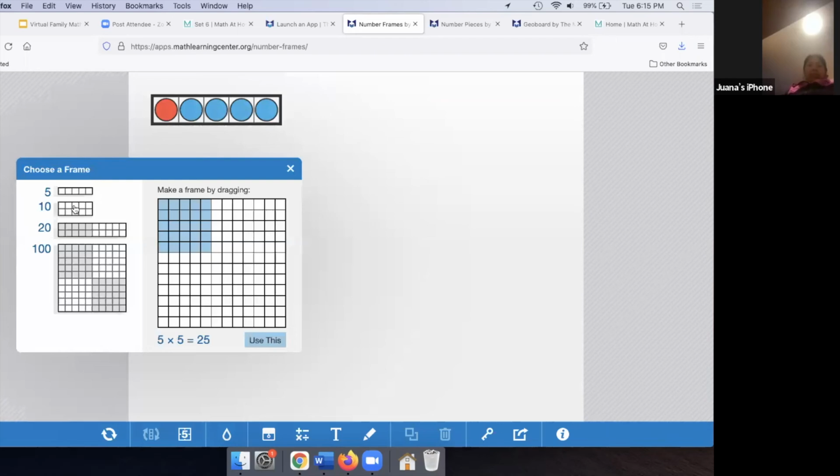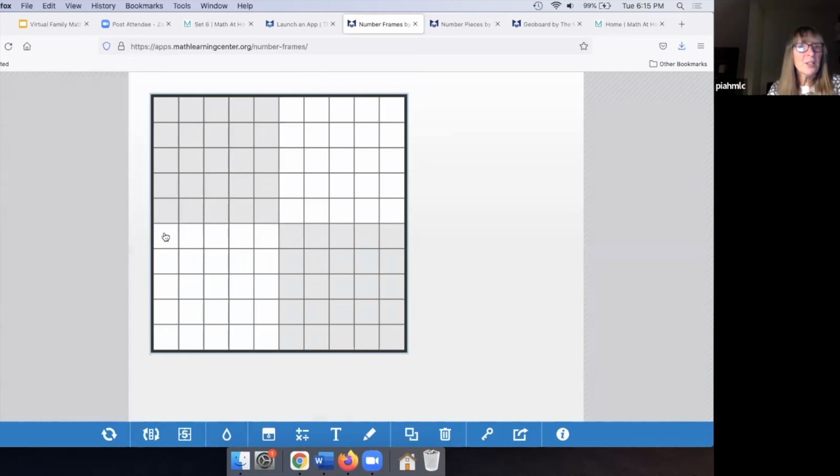I can also do the same activity with 10 frames and 20 frames. And I can use the 100 frame again for multiplication. So maybe I have some third grade families that were wondering how. I mean, if you explore the number rack for a while and the kids need a little break, think about using the number frame app. Let me model some exploring with the drawing tool.